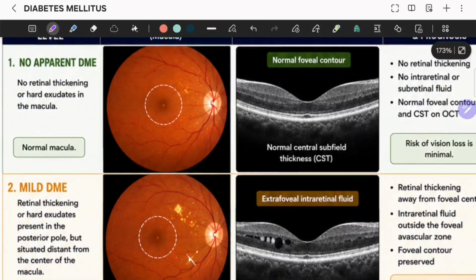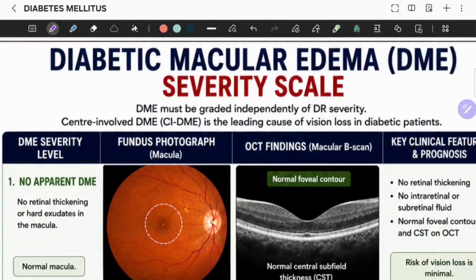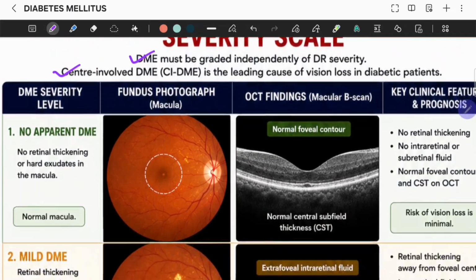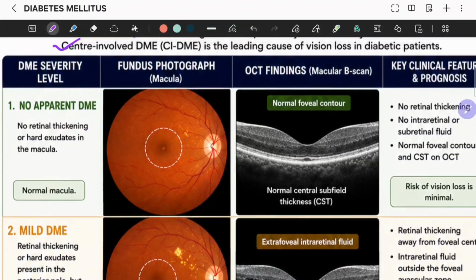Now coming to the diabetic macular edema. You should always grade diabetic macular edema separately. Diabetic macular edema must be graded independently of diabetic retinopathy severity. Center involved diabetic macular edema is the leading cause of central vision loss in diabetic patients. So we should always remember these things.